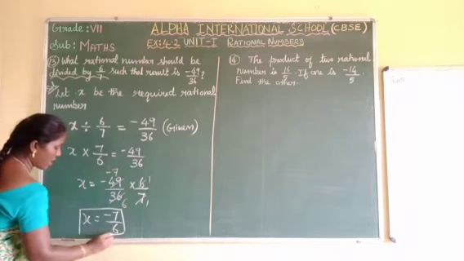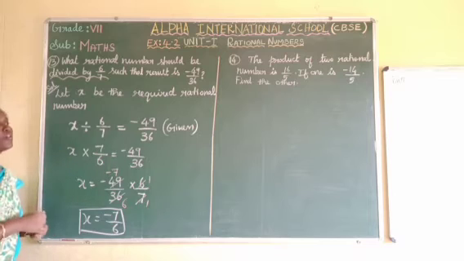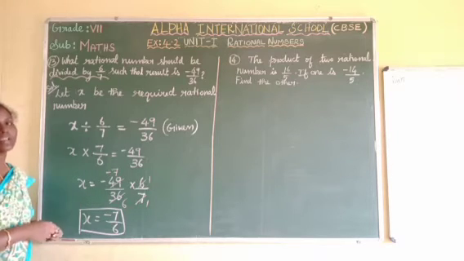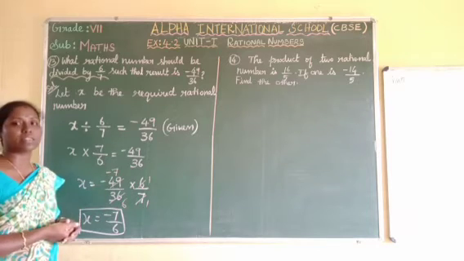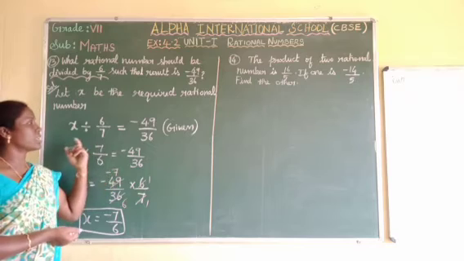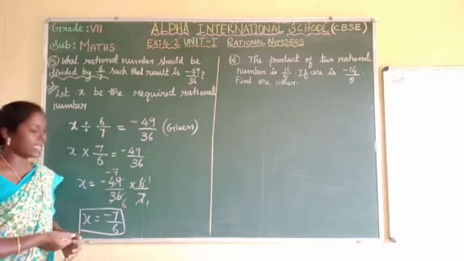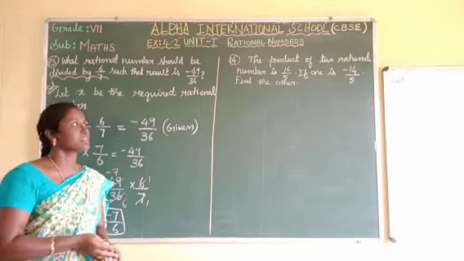So if we divide minus 7 by 6 by 6 by 7, we will get the value of minus 49 by 36. So the required rational number is x. Whenever you have a statement problem like this, you can give any variable for the unknown value and start solving by the given condition in the question. So you will get the answer. Here the answer x is equal to minus 7 by 6.